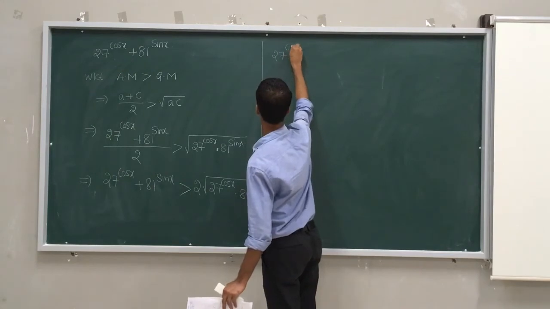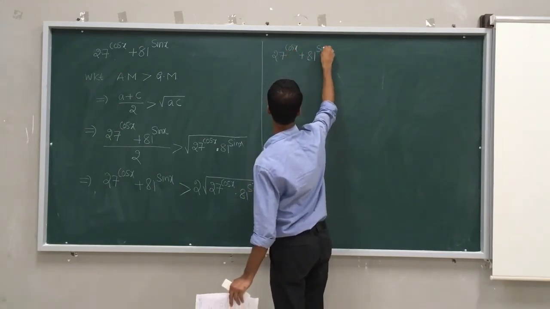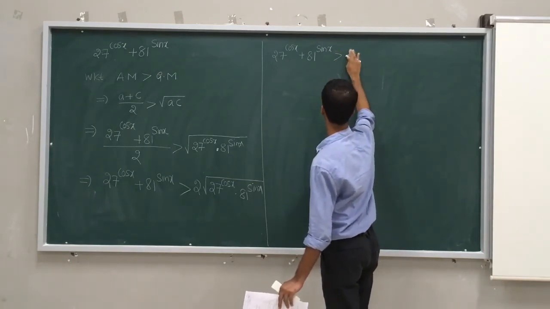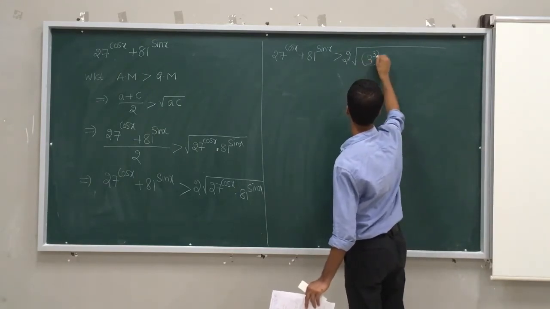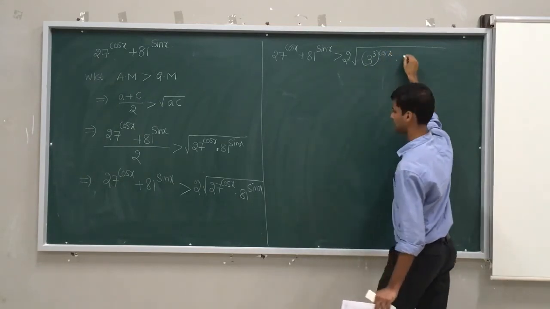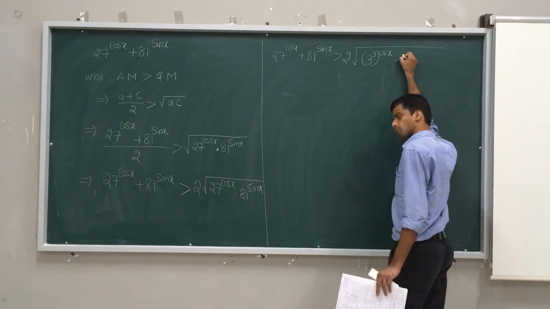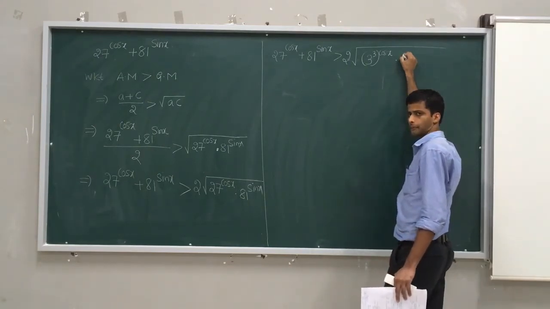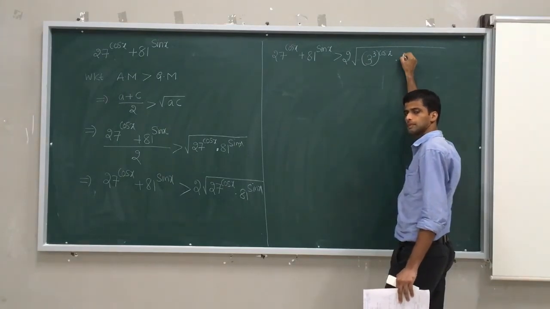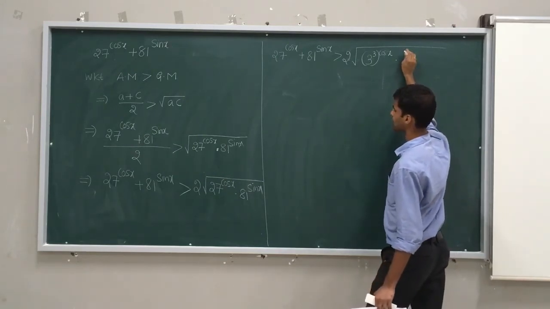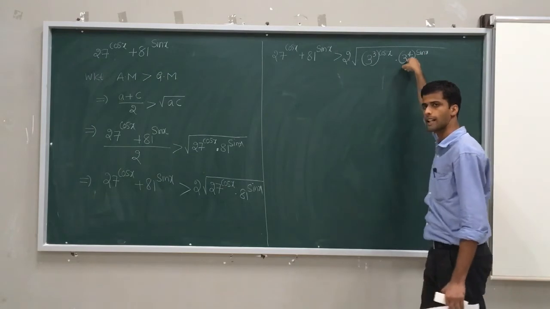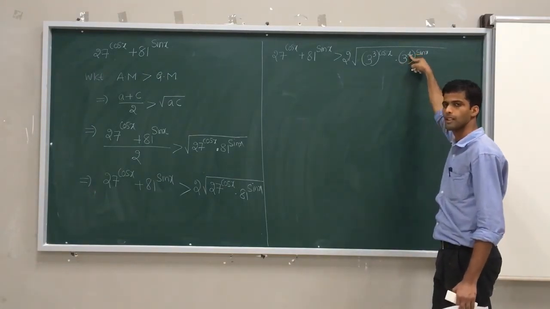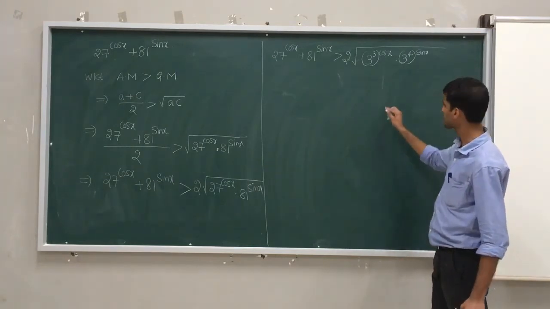27 to the power cos x plus 81 to the power sin x is greater than 2 times square root of 27 to the power cos x into 81 to the power sin x, which is 3 cube to the power cos x into 3 raised to 4, because 3 cube is 27 and 81 is 3 raised to 4, since 3 squared is 9, 9 threes are 27, 27 threes are 81. Therefore, I got this expression.